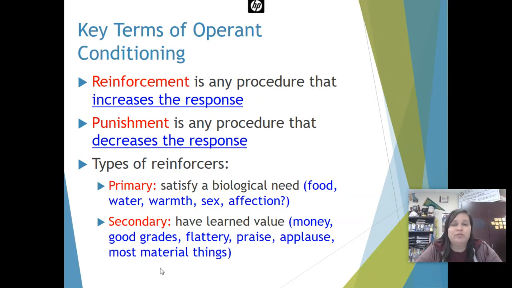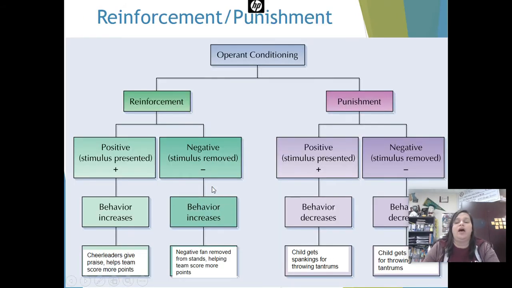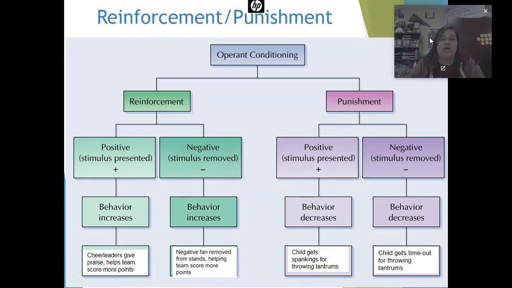A quick review of some things we talked about in the last one. Reinforcement and punishment. Remember that reinforcement is increasing our behavior, and punishment is always with the intention of decreasing a behavior. And we can do that through either primary or secondary reinforcers. Those can also serve as primary or secondary punishers by withholding food or by giving bad grades. So they can serve with rewards and punishments.